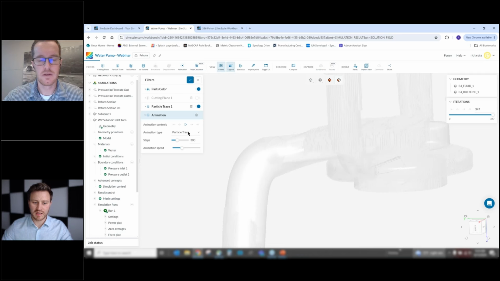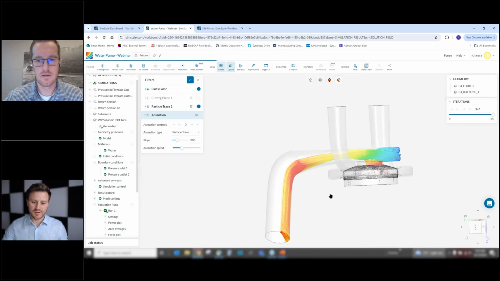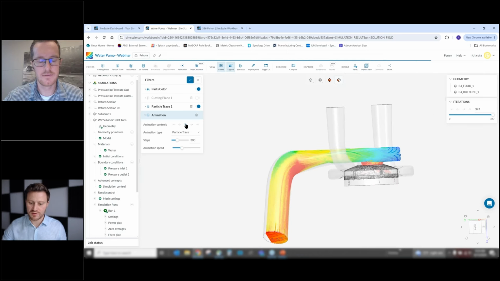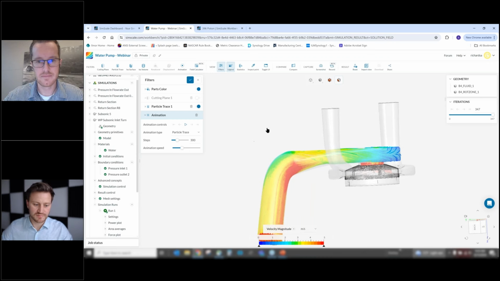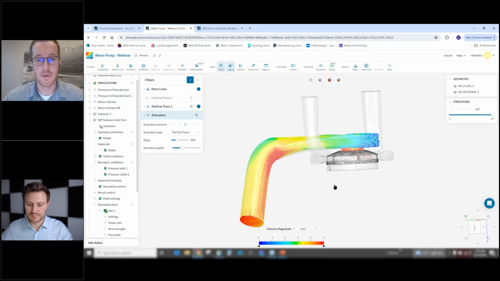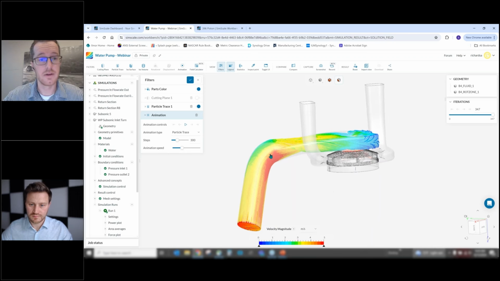When you were modeling that, Andrew, were you going from the solid and creating the fluid volume, or did you actually adjust the fluid volume to put those turns in? We were going from the solid. Yeah. Nice.